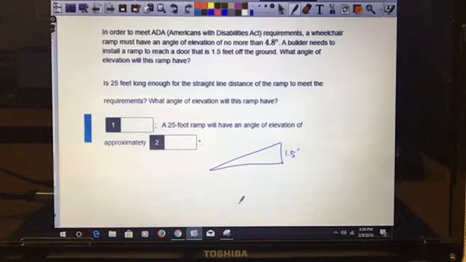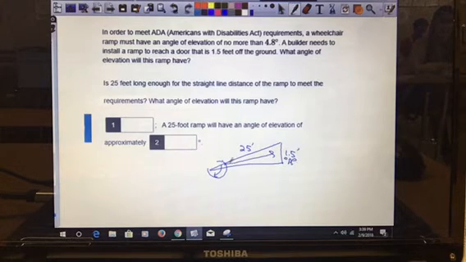It's 25 feet long, so we're going to see if a 25-foot ramp would be long enough to meet the requirements, is what it's basically asking you. It's not worded great. I'll tell you that right now. So they first want to know, is 25 feet long enough to meet the requirements? So we want to know if this angle is going to be 4.8 degrees or less, because it cannot be more than 4.8.